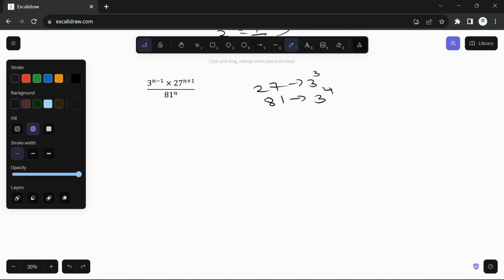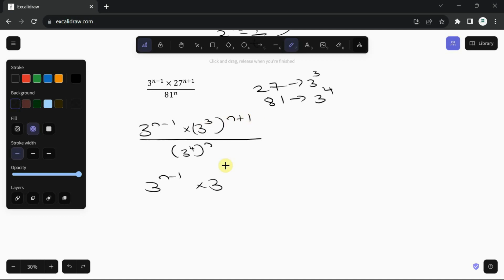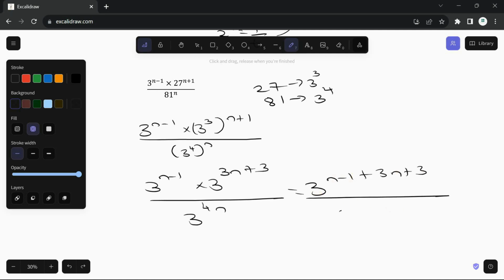So we can replace, that will be 3 raised to the power of n minus 1 times 3 raised to the power of 3, open bracket, n plus 1, all over 3 raised to the power of 4, raised to the power of n, because 81 is 3 raised to the power of 4. Expanding this bracket, that will be 3n plus 3, all over 3 raised to the power of 4n. Based on the laws of indices, because they have the same base and it's multiplication joining them, I can add the powers. So that will be 3 raised to the power of n minus 1 plus 3n plus 3, all over 3 raised to the power of 4n.